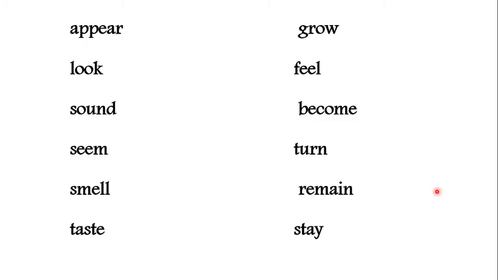These are the action words that can also function as linking verbs: appear, look, sound, seem, smell, taste, grow, feel, become, turn, remain, and stay. As you can see, these are all action verbs, right? But they can also function as linking verbs, right?